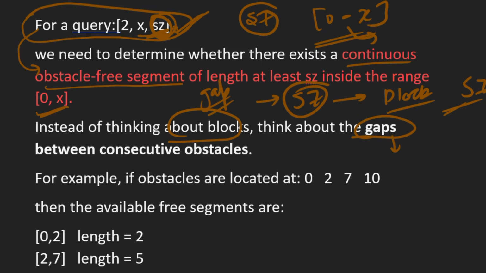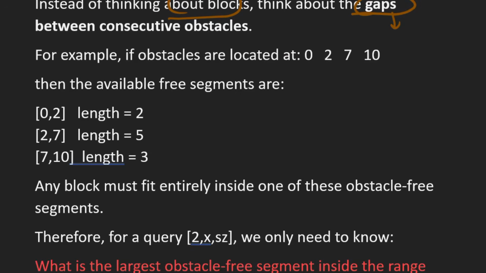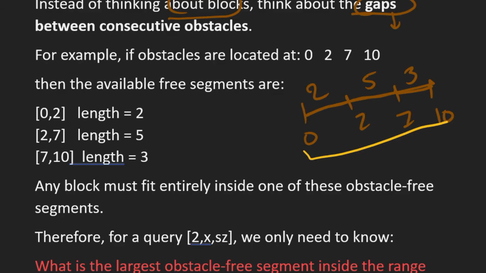So let's see an example. Suppose our obstacles are located at 0, 2, 7, 10. Then between 0 to 2 we have a gap of 2, between 2 to 7 we have a gap of 5, and between 7 to 10 we have a gap of 3. So these are the free segments, or we can say these are the gaps between the obstacles, right? So when we get a block, that block should fit inside these gaps, right?